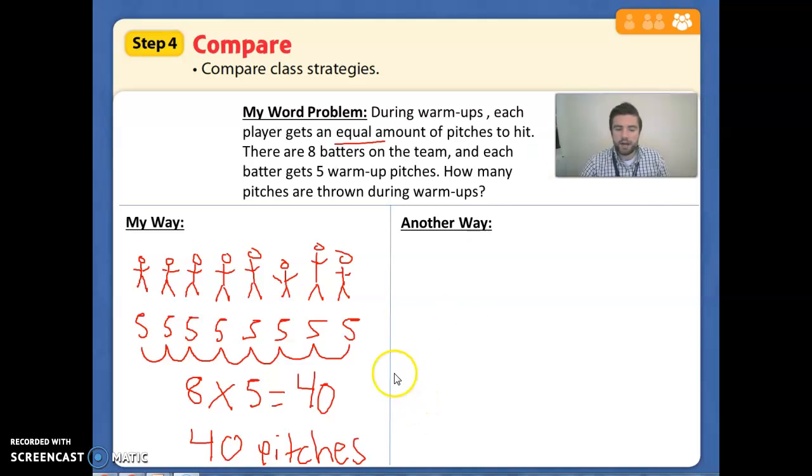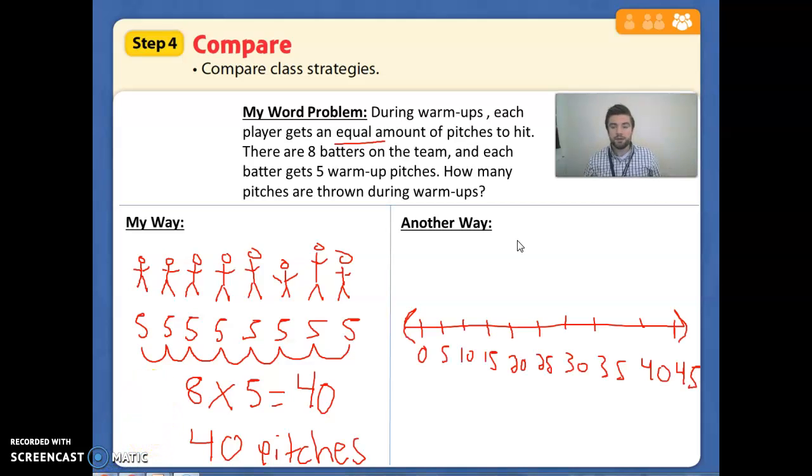So that's not the only way to do it, but I love skip counting by 5s. Let me show you another quick way that we can do this same problem. Another way we can do this is to use a number line to keep track while we're skip counting by 5s. So this is basically the same strategy, it's just representing it in a different way. That might be a little easier to keep track of.